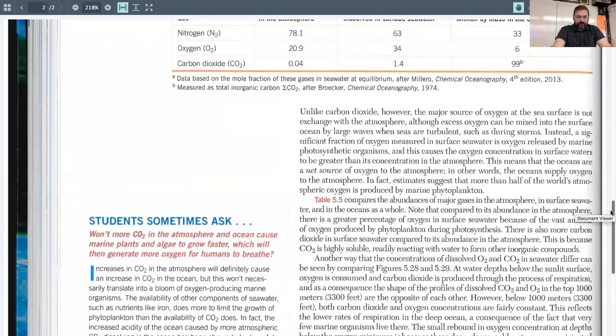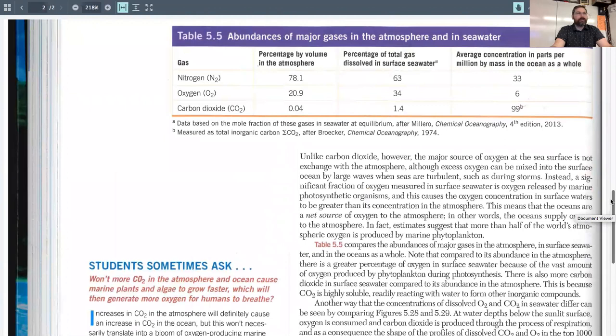So it turns out that gases are more soluble whenever the liquids that they're dissolved in are cold. And so places in the world's ocean where there's very cold water, you tend to get higher concentrations of oxygen and carbon dioxide. But this chart here shows about what percent of the different gases that exist on our planet are in the ocean or in the atmosphere.